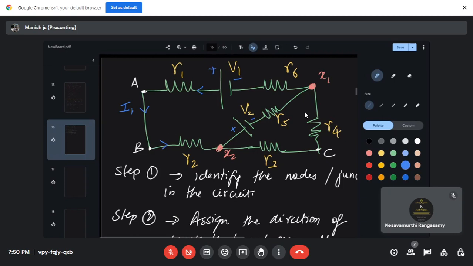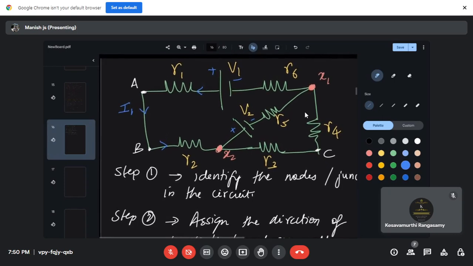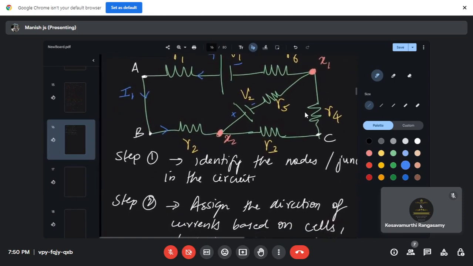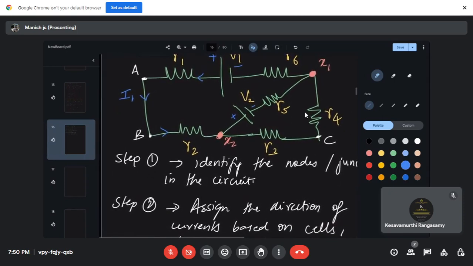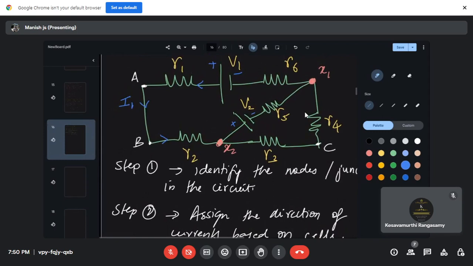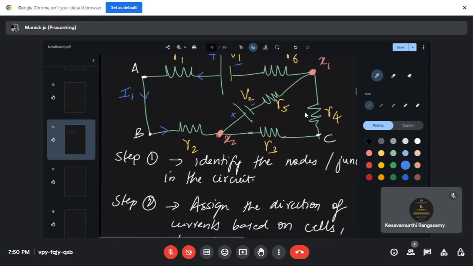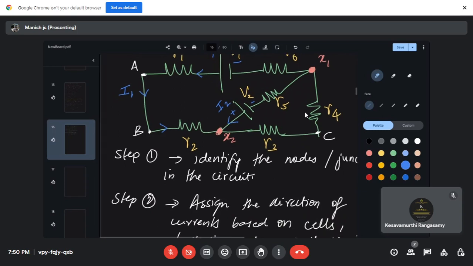Now there is another cell also, which is V2, in the circuit. For that also we have to now assign the current, isn't it? So we are showing that current as well. Now the current coming from V2, we will mark it as I2. So this is I2. You know current flows from plus to minus. So I am showing this I2. Now who can tell me what is the current passing through R3?